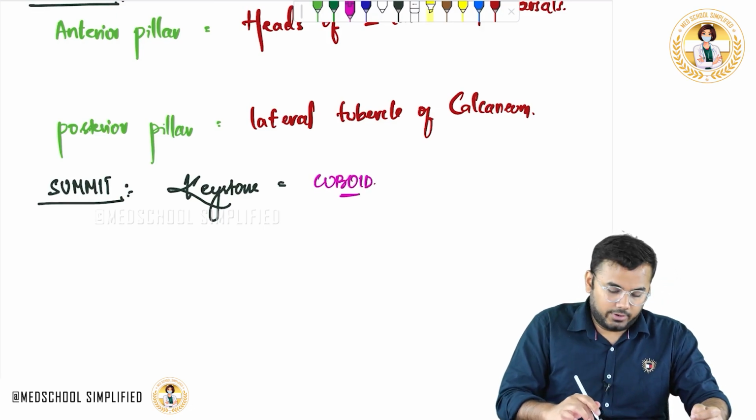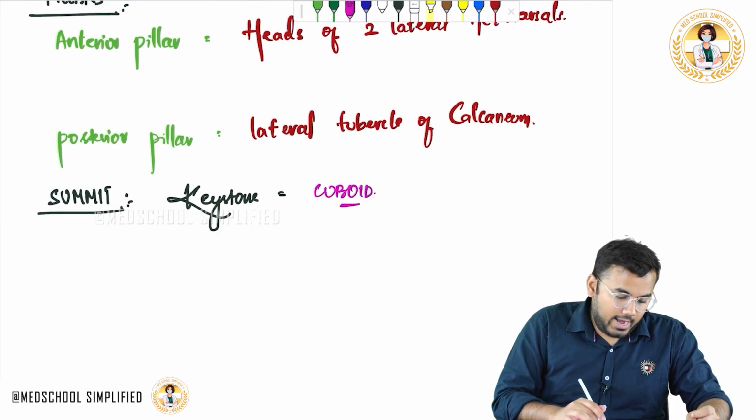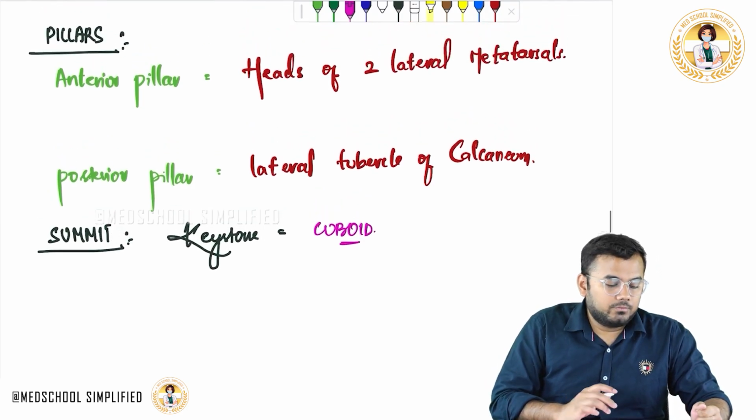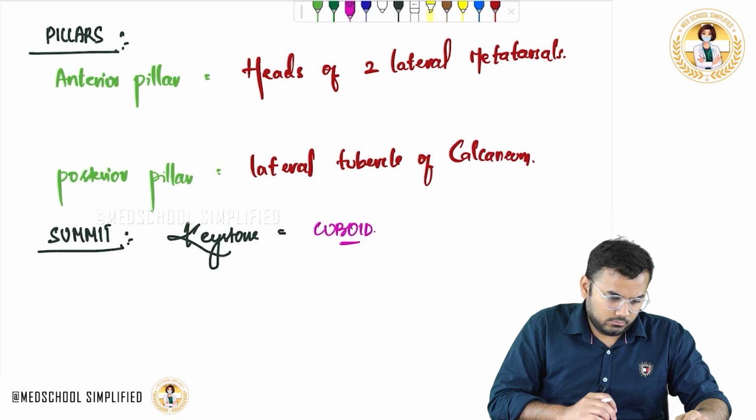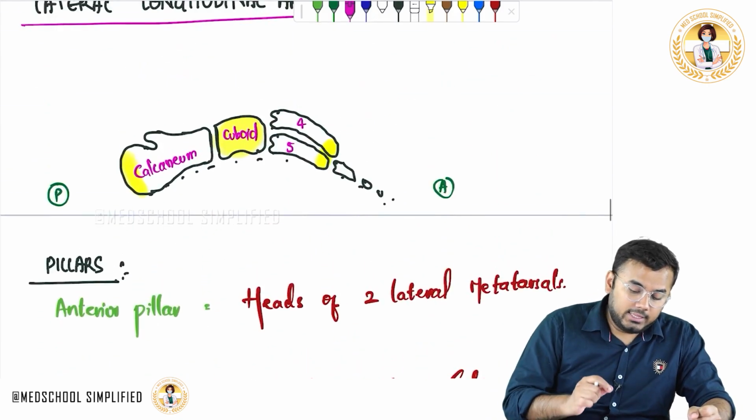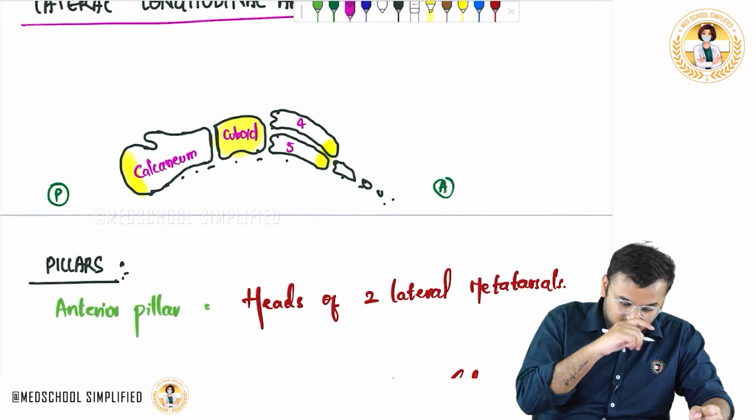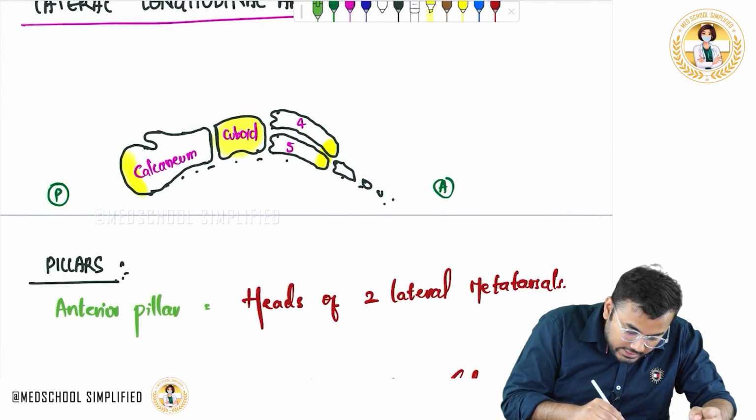Cuboid is a keystone bone, right? So that is a keystone bone. And next important thing, there are two important ligaments which you need to know. So all of you look here. So this is one ligament and this is another ligament.